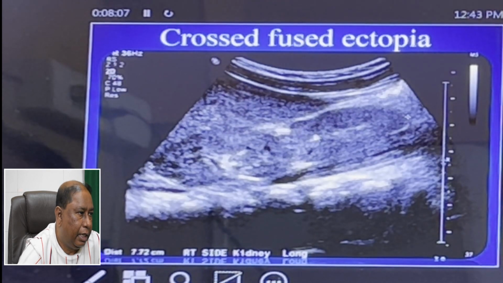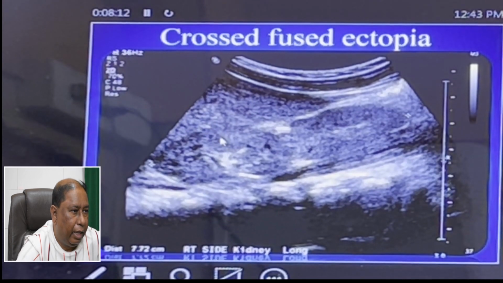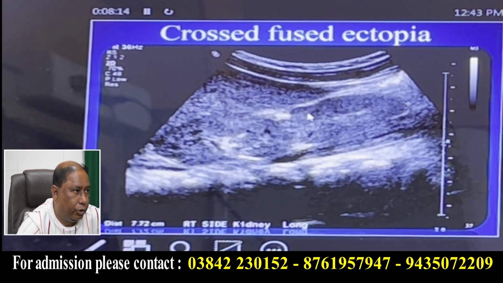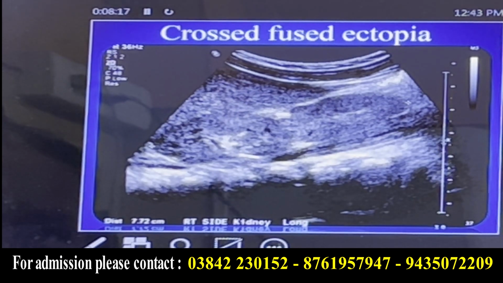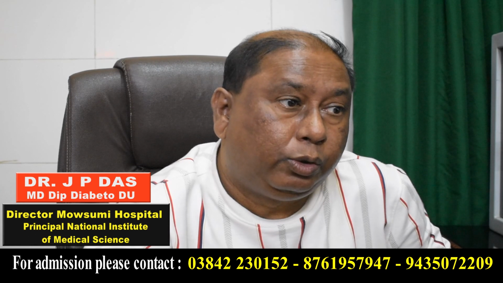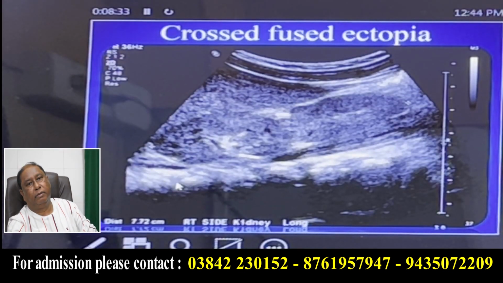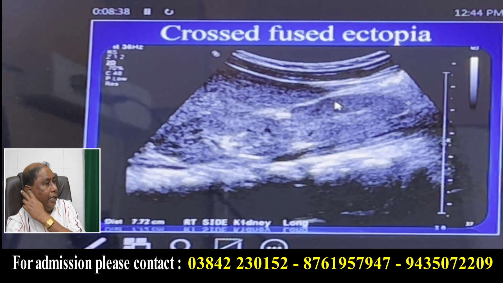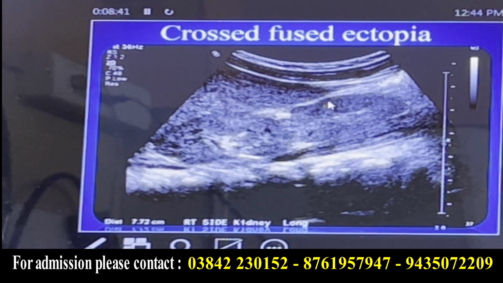What you see in this picture is a very long, elongated kidney. Here two kidneys are fused: cross-fused ectopia. Here the fused kidney lies on one side of the abdomen. The ultrasound picture shows an unusually long solitary kidney with two separate sets of sinus. You will see two separate sets of sinus. By this you can understand it is cross-fused ectopia.